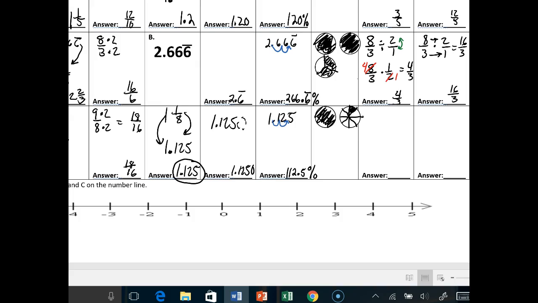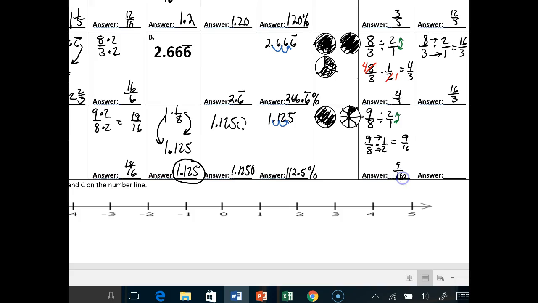I'm on to the division. So 9 over 8 divided by 2 over 1, taking half. So I'm going to flip this fraction. I'm going to do 9 over 8 times 1 over 2. Can I cross cancel anything? I can't. So just multiply straight across. I get 9 over 16.